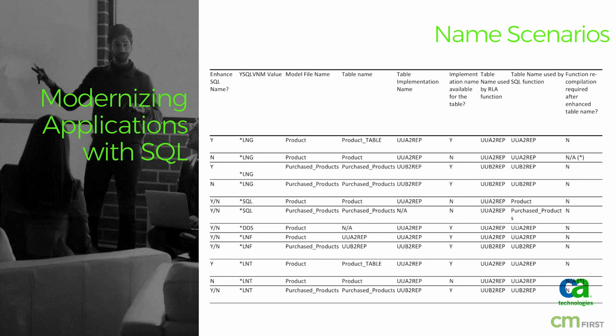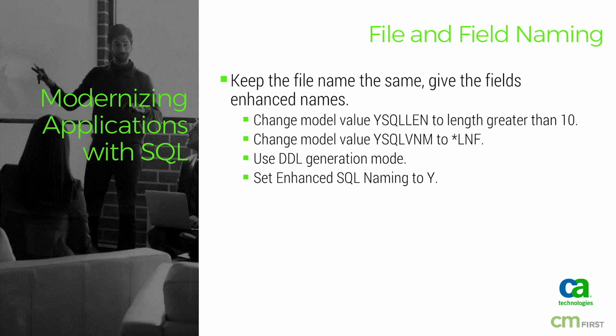We all seem to have no problem with it. So keeping the field names the same and giving the enhanced field names, we've got a couple of model options we have to change, and then we're actually able to go ahead and make this feature work. The biggest one is changing the length of the SQL name. The default is 10. We like to go with 25 since that's the size of everything in the model. We change the SQL naming to long name fields.